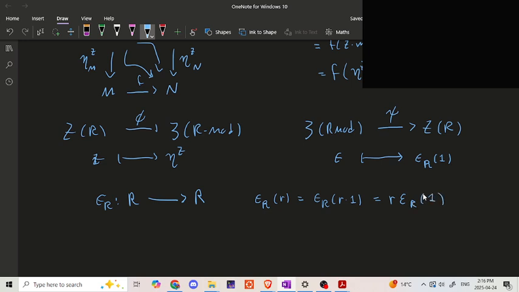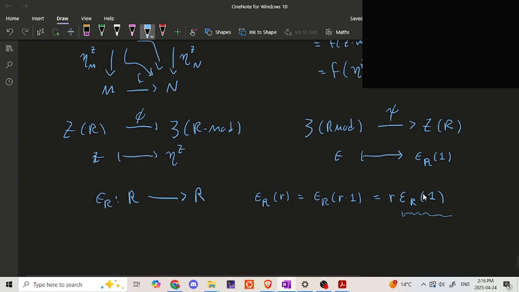And so what do we find? Well, it turns out that this map must simply be given by a right multiplication of some element of R, right? Eta sub R at 1 is just some element of R, so it's going to be given by right multiplication by an element of R. So, okay, at least we know that this is in the ring. Why is it in the center?